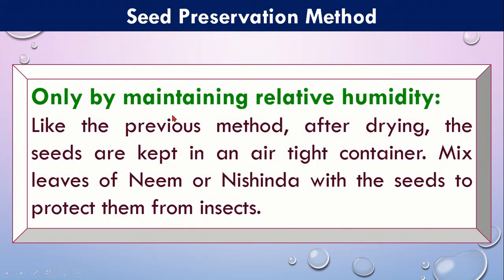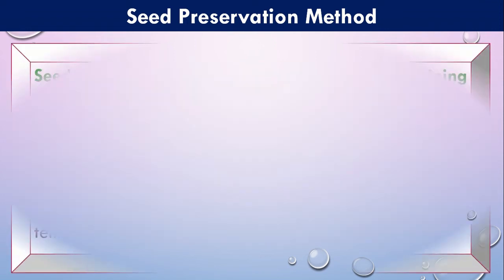Next one is only by maintaining relative humidity. Like the previous method, after drying, the seeds are kept in an airtight container. Mix leaves of neem or nishinda with the seeds to protect them from insects. That means if we use a drum or a bucket and put some leaves, which are local medicinal plants like neem, nishinda, inside the drum or bucket and make it airtight, at that time you can preserve the seed. This is a local method as well.